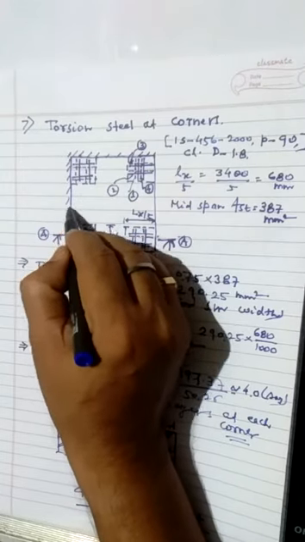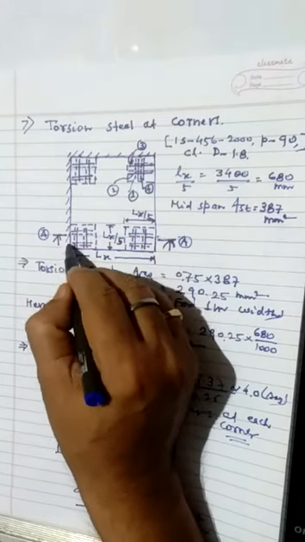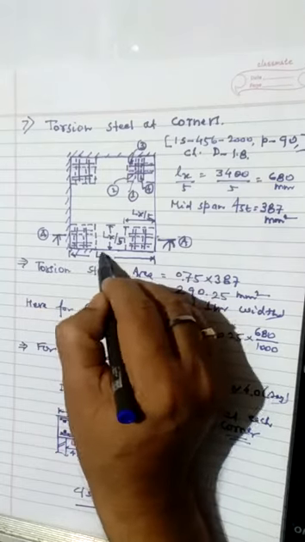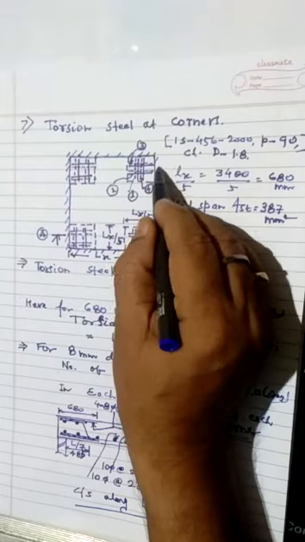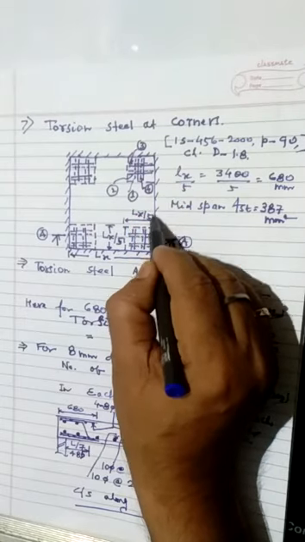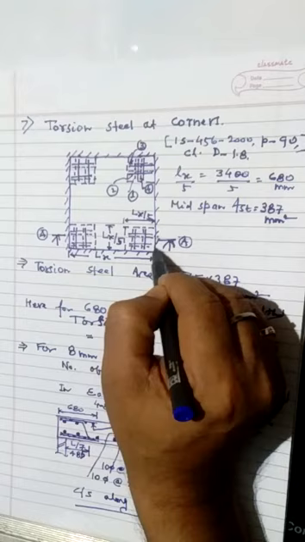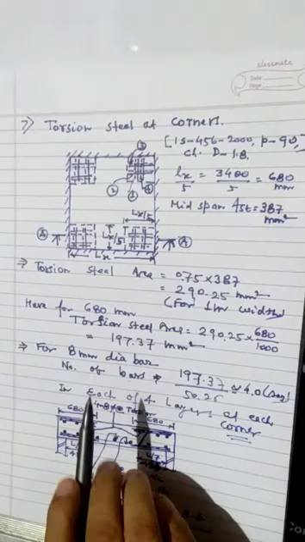So here you can say all edges are discontinuous. So every corner has two adjacent edges which are discontinuous. So in this case we have to provide torsion steel at all the four corners. Now how do we provide this?